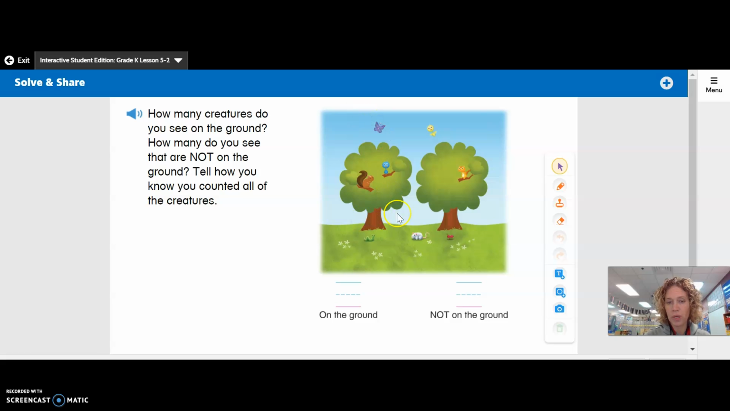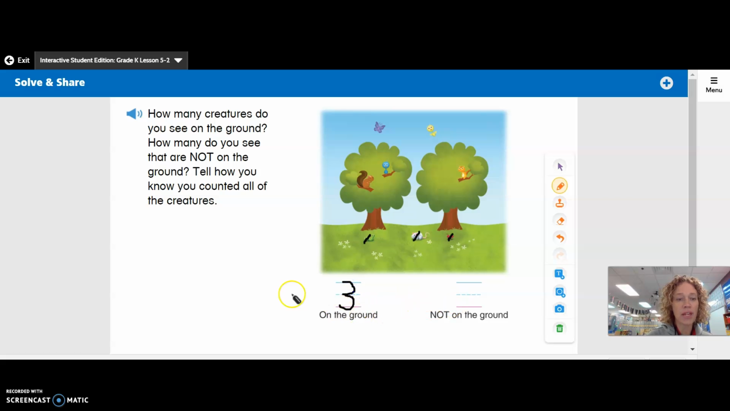Okay? So this is the ground where the grass is. All right, so do you see any creatures on the ground? Well, I sure do. I'm going to get my pencil and I'm going to mark each creature as I count. Okay, let's count together. 1, 2, 3. How many creatures on the ground? 3, yeah. Little curve, little curve.